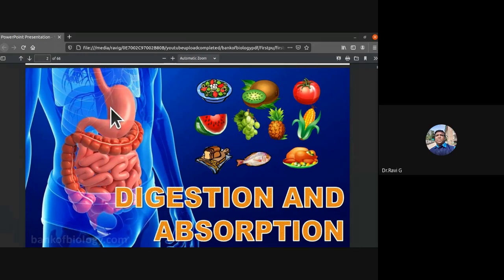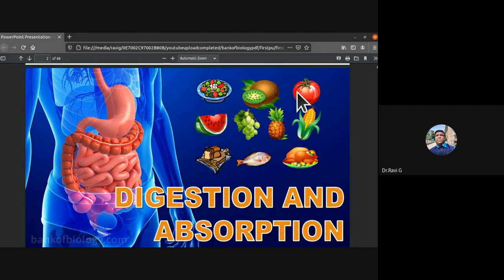The alimentary canal and accessory glands are associated with it, like the pancreas, the liver, salivary glands, then intestinal juice. The intestine itself secretes secretions, which we call intestinal juice. So these are the other accessory glands which are involved in the process of digestion.